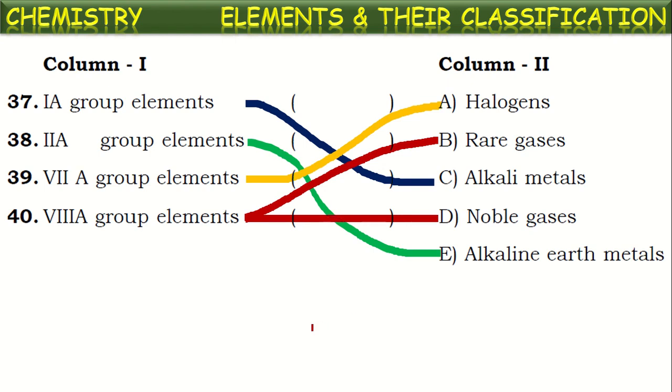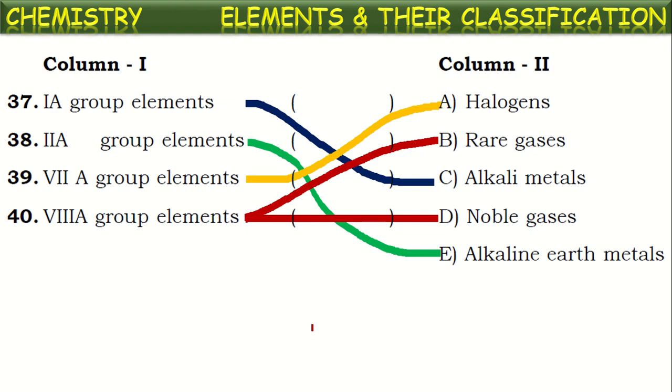This is the matching. Observe once again. First group elements. What are the first group elements? Here you have to remember one thing. Hydrogen, lithium, sodium, potassium, rubidium, cesium and francium. These are first A group elements. Out of these, except hydrogen, the remaining elements are called alkali metals. We have to remember this. Even though hydrogen is present along with these elements in the first group, hydrogen is a non-metal. It won't be considered an alkali metal. Okay, except that, the remaining elements are called alkali metals.